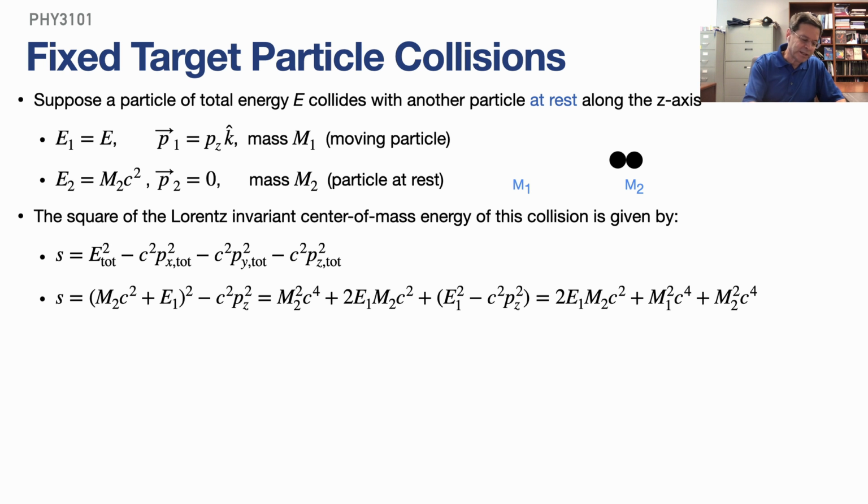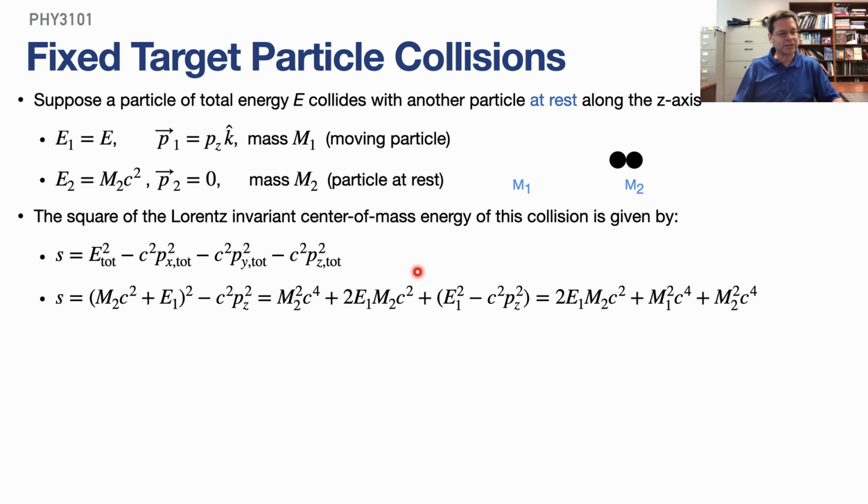But let's go ahead and expand out that binomial. So I'm going to square the rest mass energy of particle 2, m2c squared. That's going to give me m2 squared c to the fourth. I have a cross term. I'm going to get twice E1 times m2c squared. That's that cross term. And then I'm going to get this term squared. I'm going to have E1 squared. So I put the E1 squared there. And then I'm going to subtract off c squared Pz squared, as I've done there.